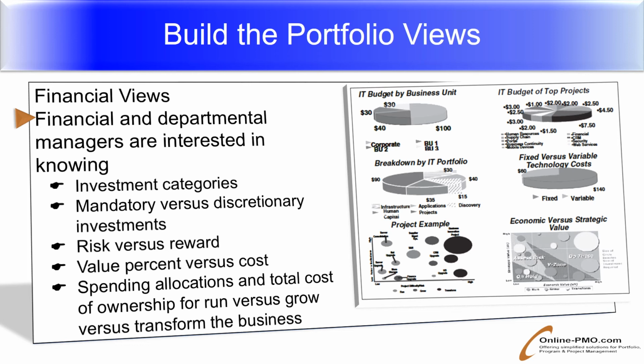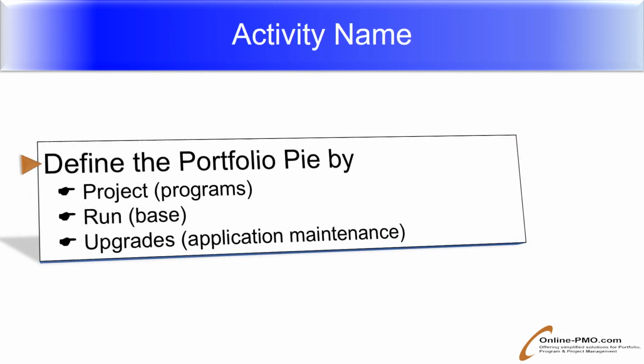for investment categories, like run, grow or transform the business, versus portfolios, discovery, project, asset, mandatory versus discretionary investments, by investment category, risk versus reward, value percent versus cost. Spending allocations and total cost of ownership for run versus grow versus transform the business, by quarter, by year, by division, business unit, by product line or by geography.